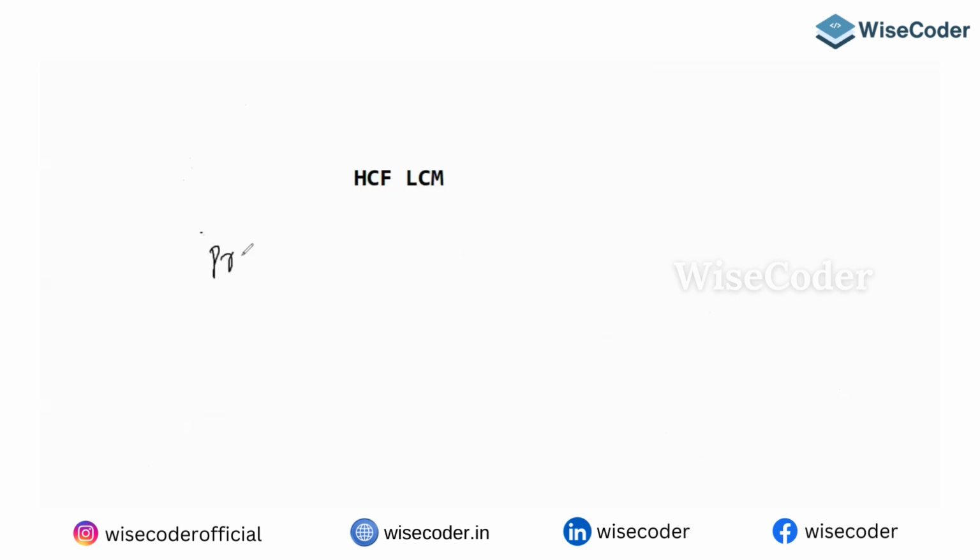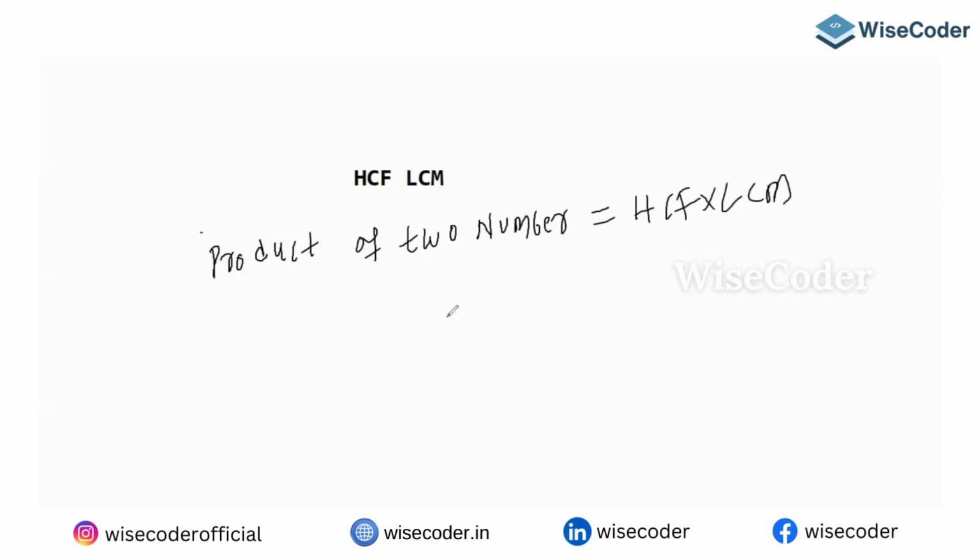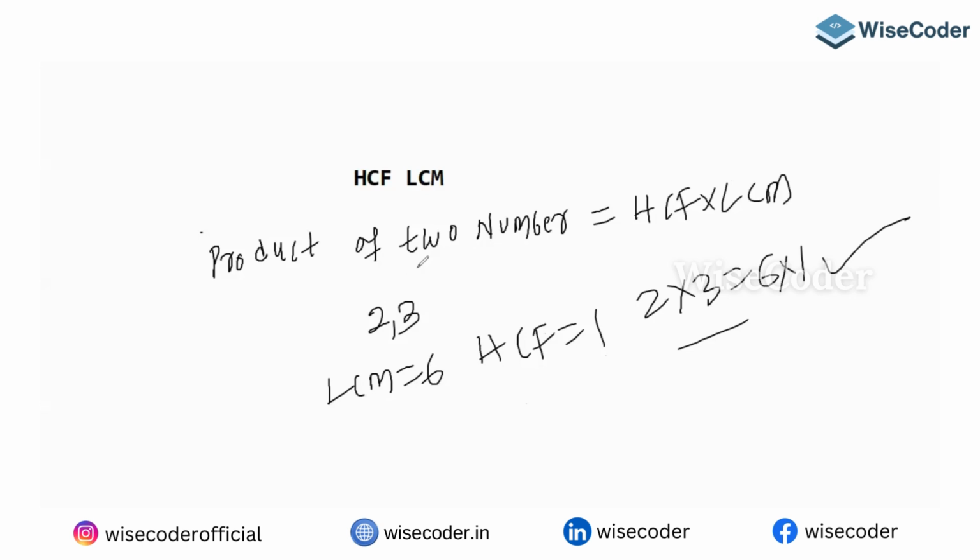The first observation: the product of two numbers is equal to HCF times LCM. You can see it with 2 and 3. What is the LCM? 6. What is the HCF? 1. So 2 times 3 equals 6 times 1. Yes. This is strictly only for two numbers.